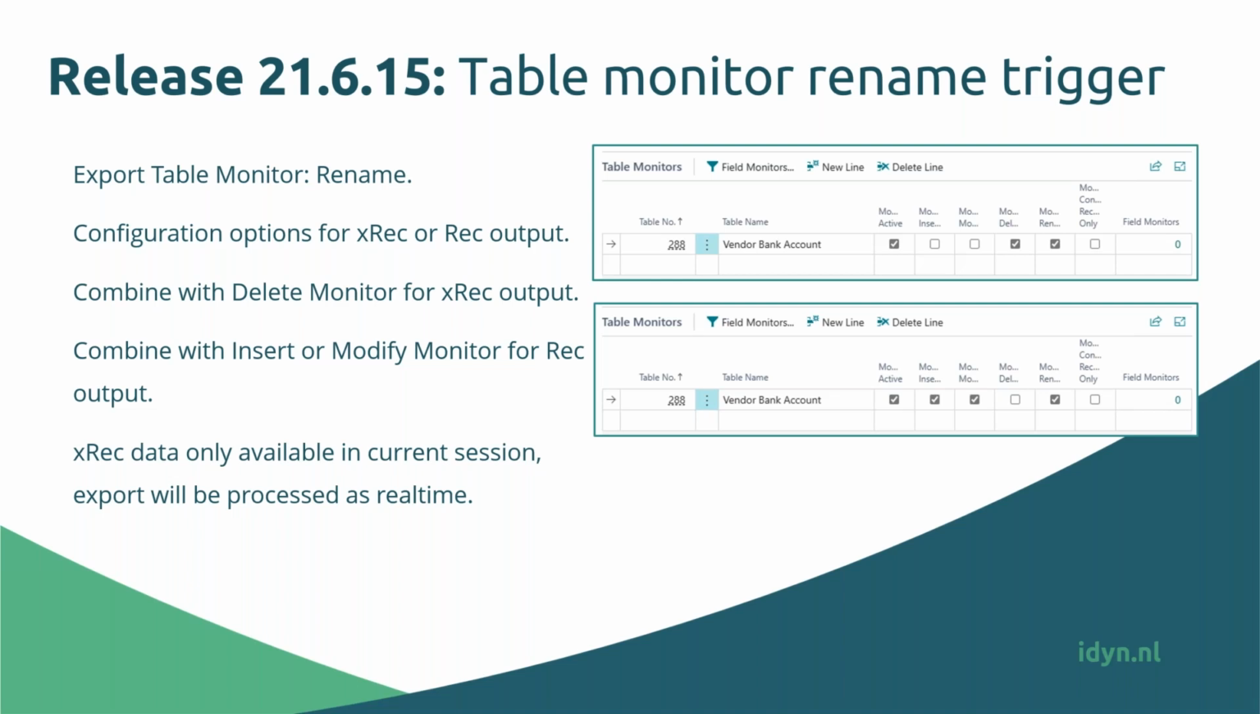we have combined some options. So to get the extract output, we can set it up in such a way that we select the rename monitor and the delete monitor. And for the new values, we can set it up in such a way that we either use the insert or modify monitor or both to get the latest output. Since we have the old values to consider, so the extract values, this will process as a real-time export, the same as we have set it up with monitor of deletions, since that also handles the extract.